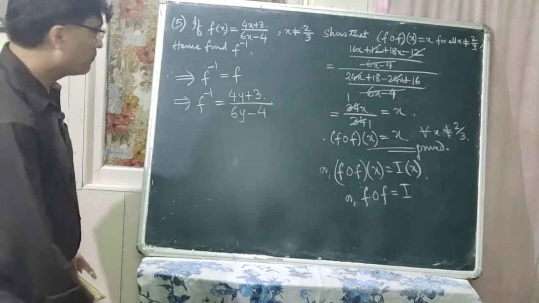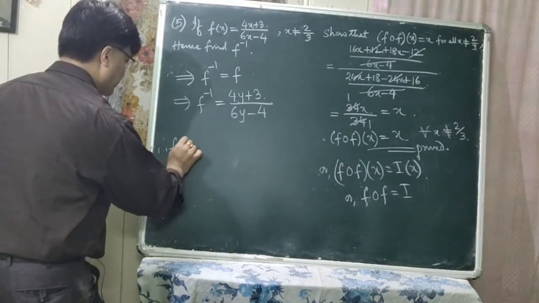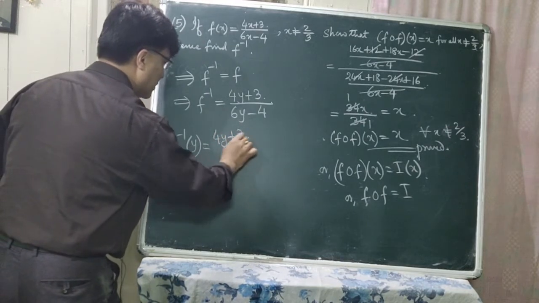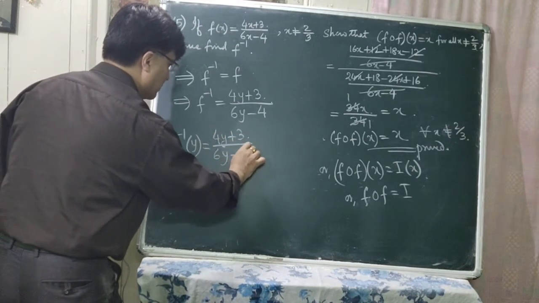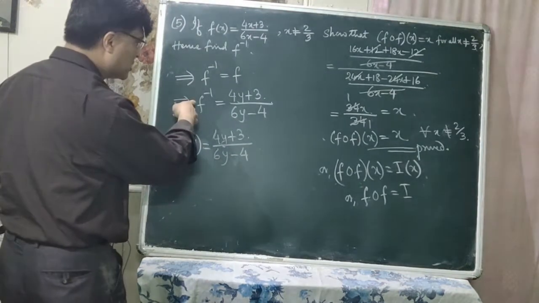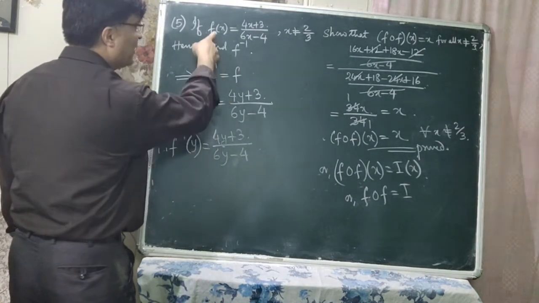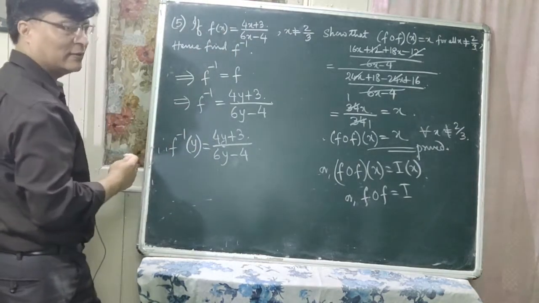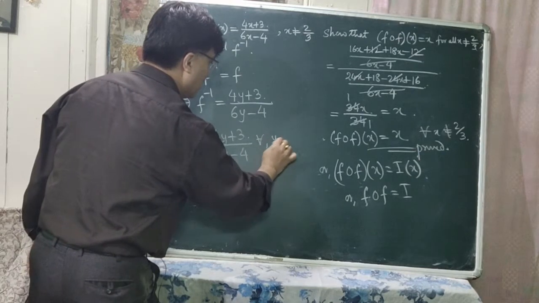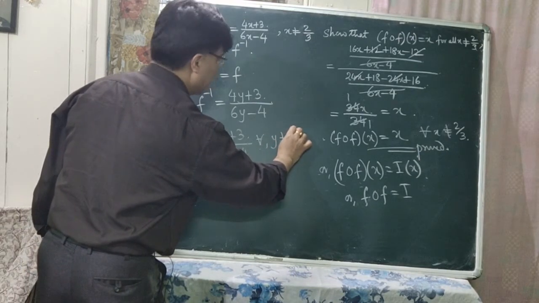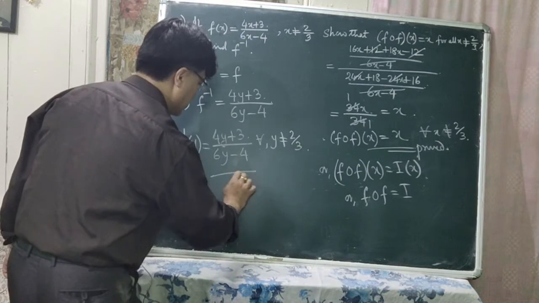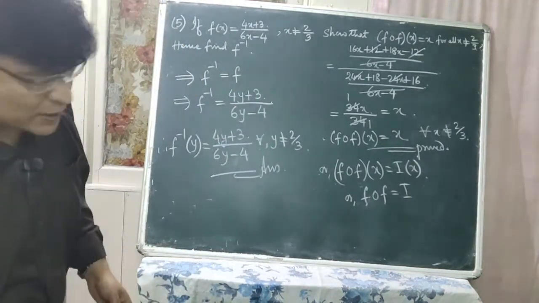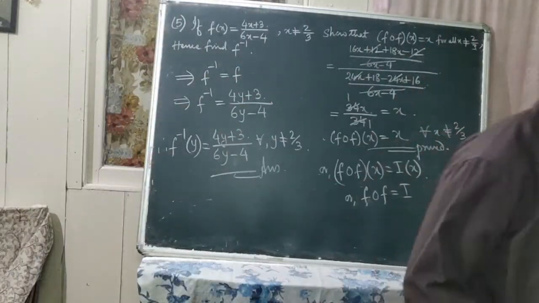So is it understood now? So therefore f inverse of y is equal to (4y plus 3) divided by (6y minus 4), because in this case f inverse is equal to f. What is f actually? It is (4x plus 3) divided by (6x minus 4). So instead of x, you may write y, for all y not equal to 2 by 3. So this is the answer. So I think you have understood it. So you can copy it. Now we'll do the next question.